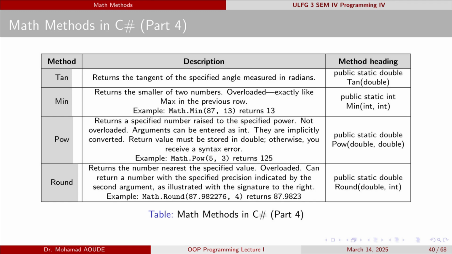And finally, Math.Tan gives the tangent of an angle. Math.Min(87, 13) returns the smaller number, 13. Math.Pow(5, 3) raises 5 to the power of 3, result is 125. Math.Round(87.182276, 4) rounds a number to 4 decimal places, giving 87.1823. These methods are extremely handy in any scientific, financial, or engineering software.